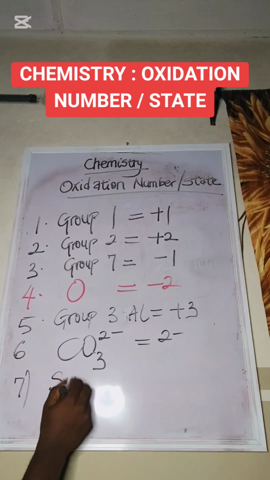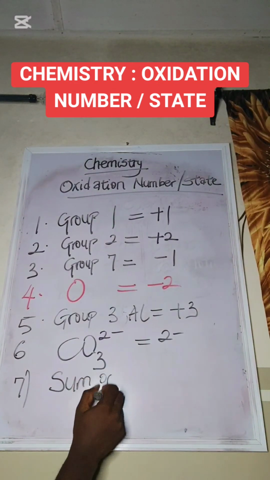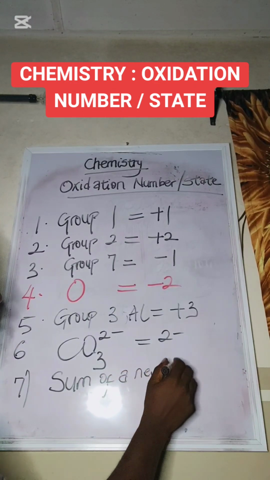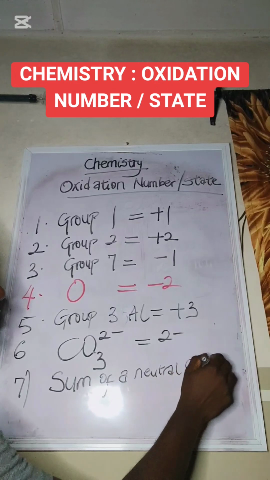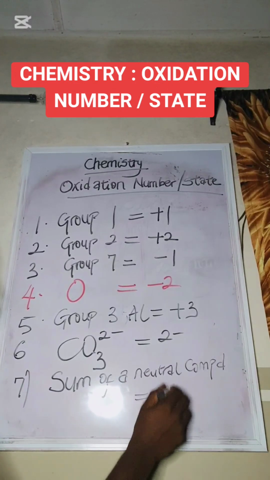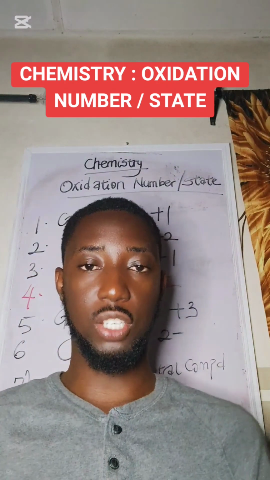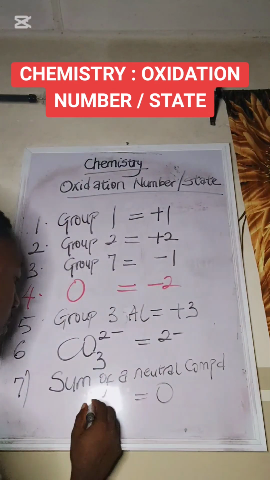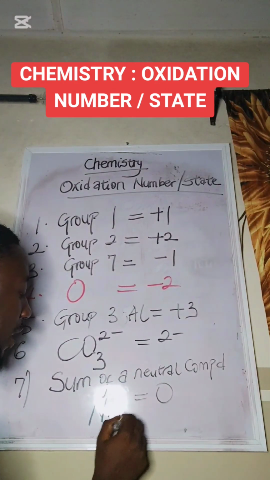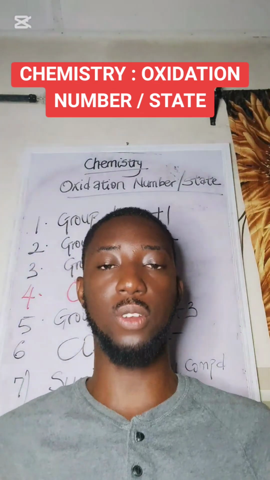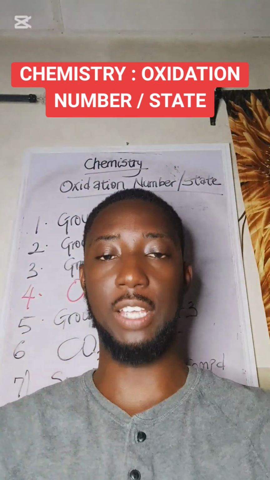So the sum of the oxidation numbers of a neutral compound is equal to 0. For example, if you have something like sodium hydroxide, which is a compound, the sum of the oxidation numbers of sodium hydroxide is equal to 0.